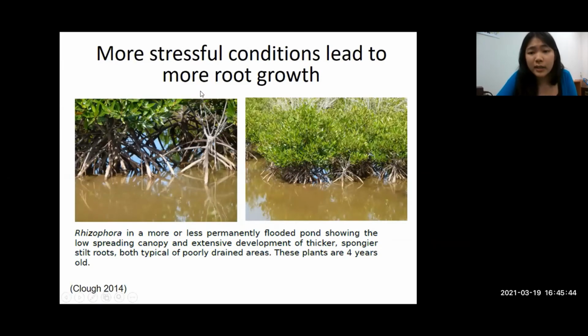More stress also means more root growth, so they have to expend more energy making roots to survive in this stressful environment. So if they're permanently flooded, which most of our mangroves are, they have a ton of roots. That's kind of normal, but it's just making the point that mangroves, even though they can live in salty water, they actually do need freshwater input, and it makes them survive better and have less stress.